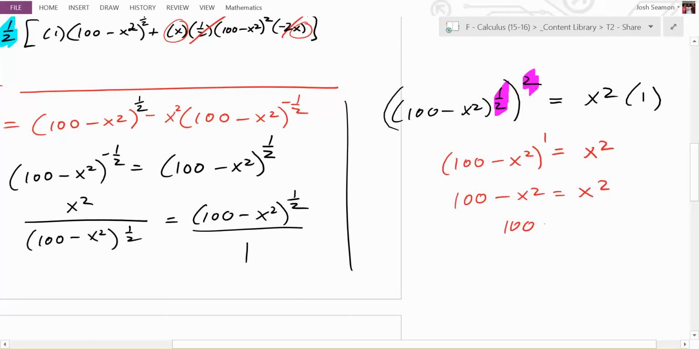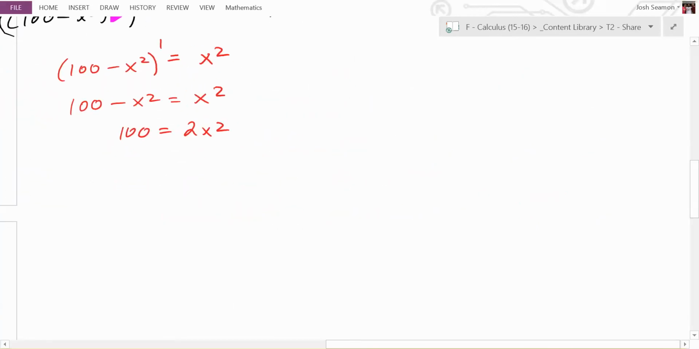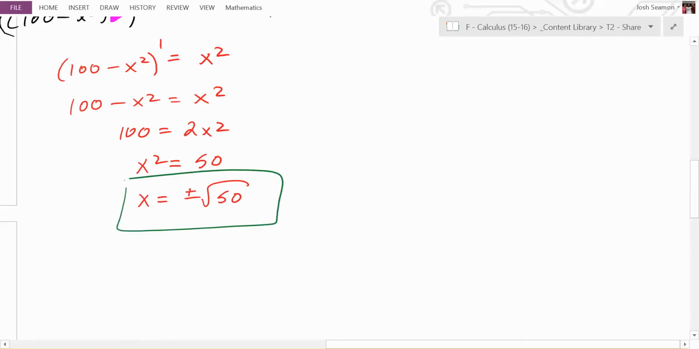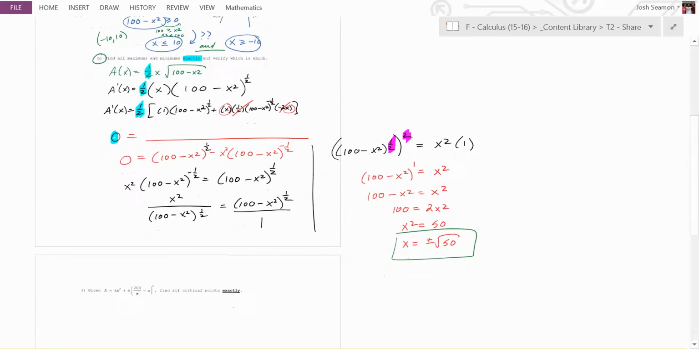So we have 100 is equal to 2x squared. Divide by what now? 2. So x squared is equal to what? 50. So x is equal to what? Close. Plus or minus the square root of 50. Exactly. We're not quite done yet because that just tells us where the derivative is 0.